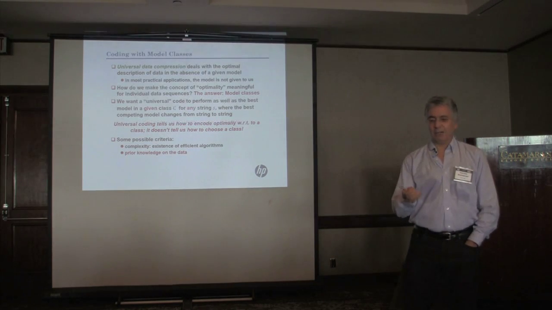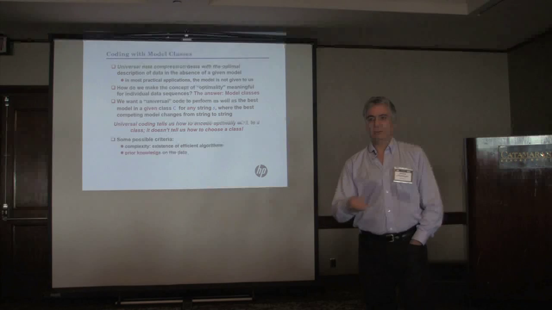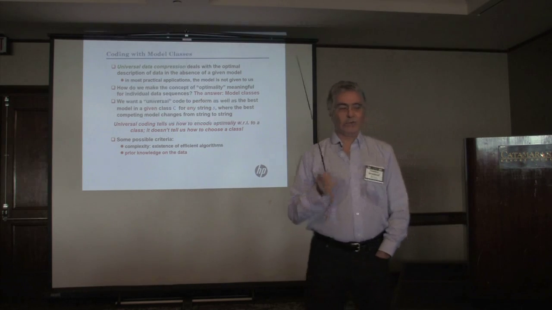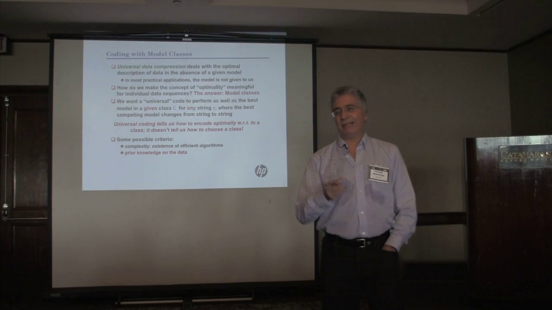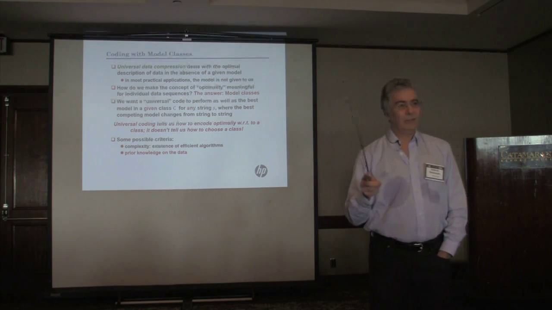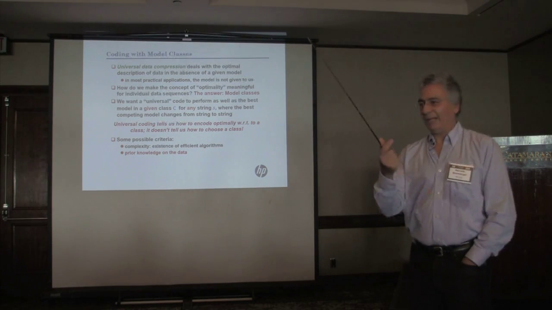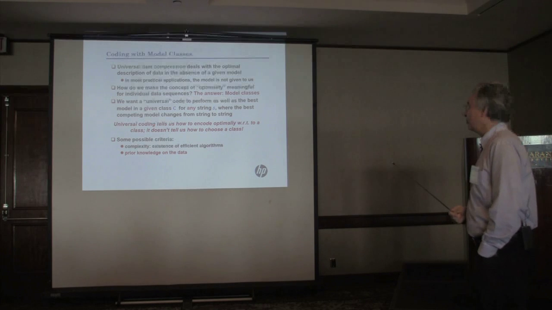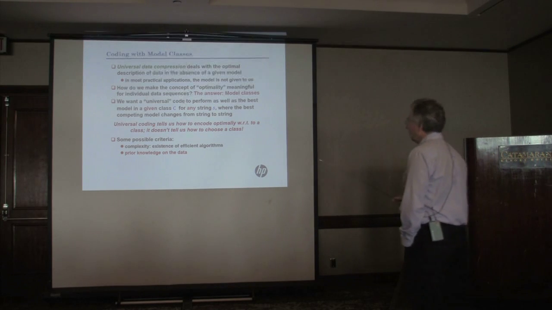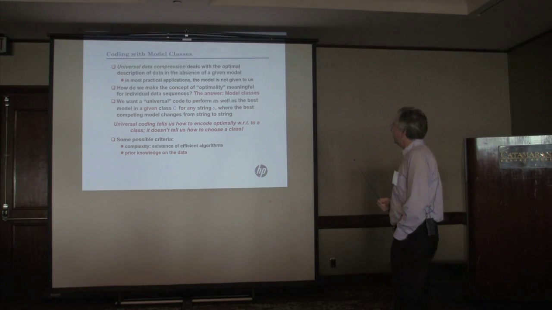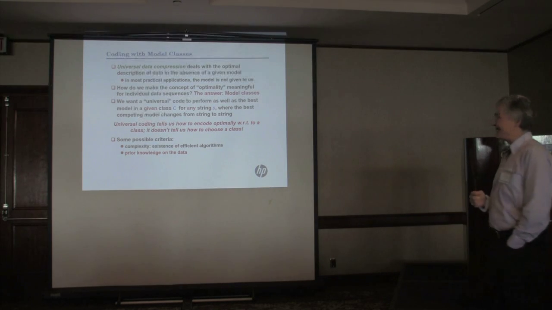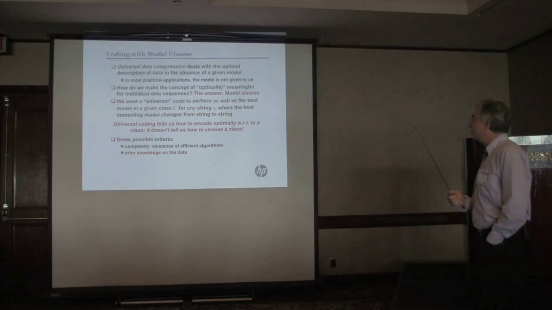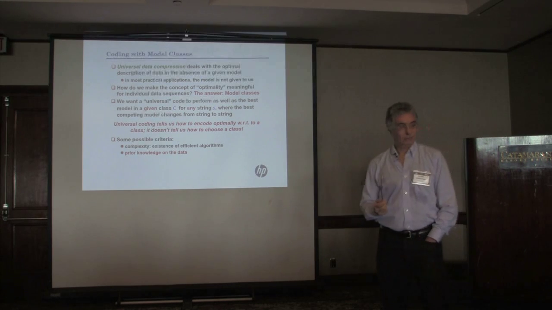So you compare your code to a class of models, and for each string, you compare yourself to the best model in that class. And you want this difference, this redundancy, you want to make it as small as possible. So the first observation here is that universal coding tells us how to encode optimally with respect to a class. It doesn't tell you how to choose the class.